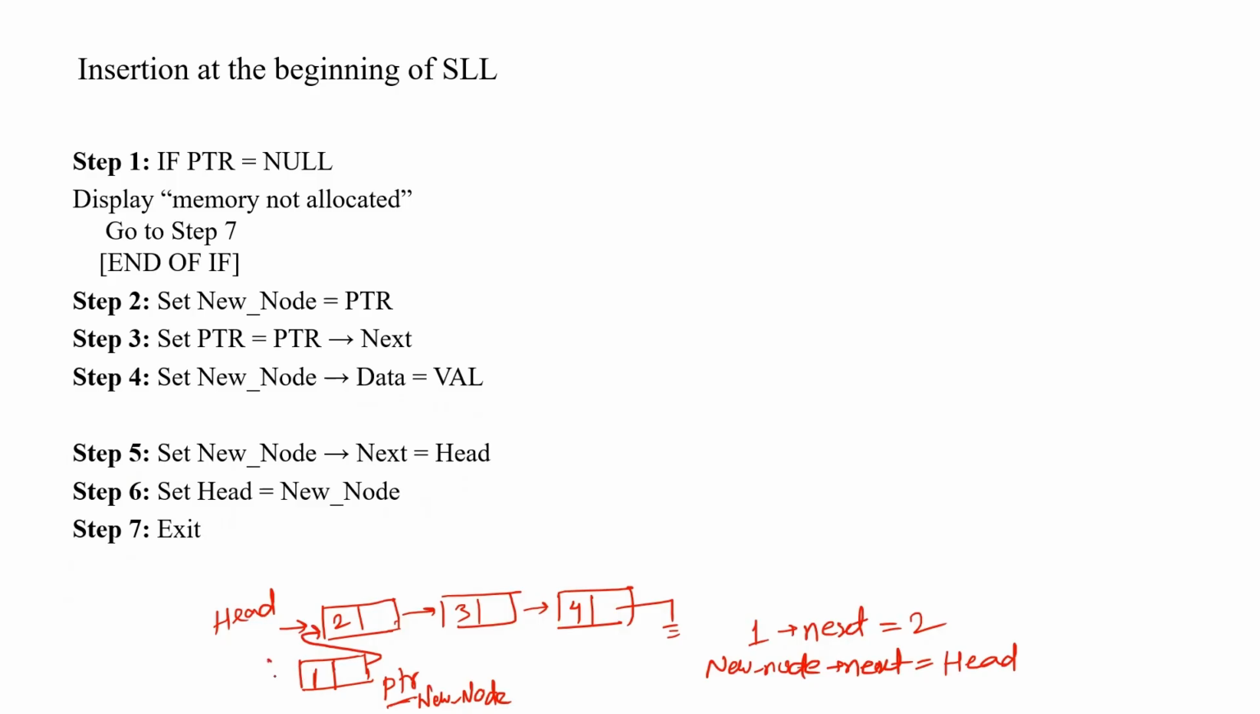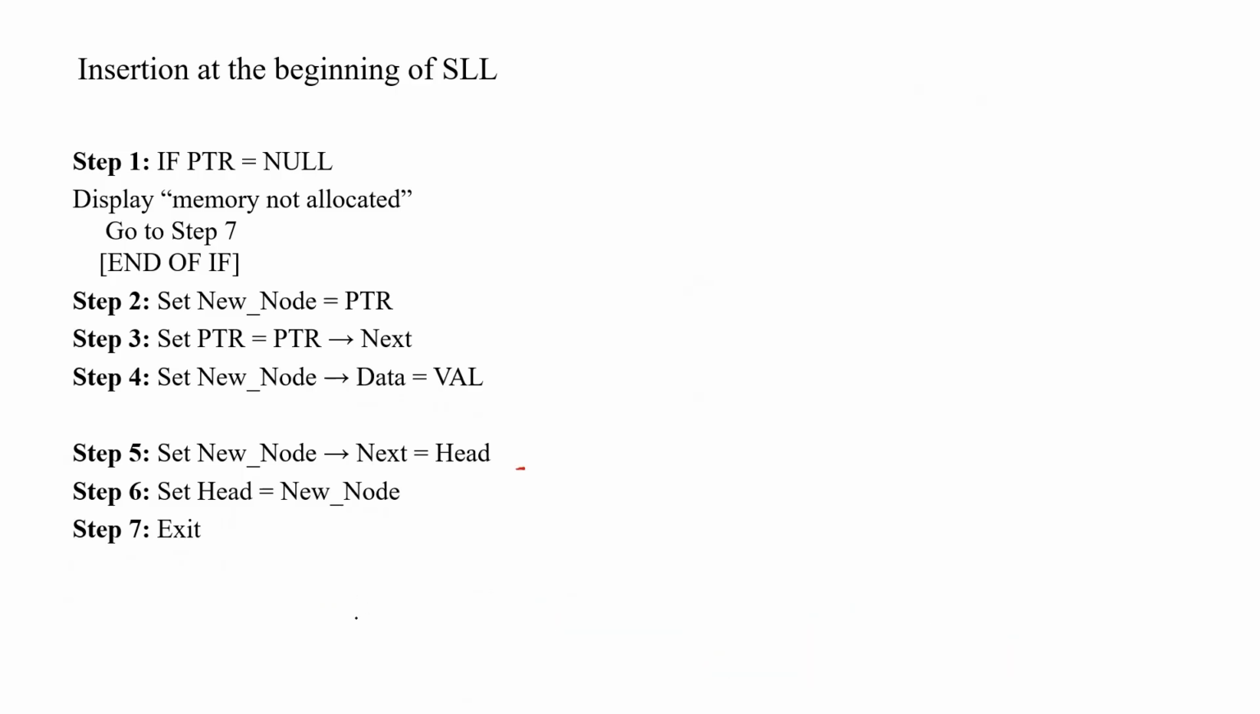Finally, we have to bring head here. Why? Because this is now our new first node. So what will I write? Head is equal to new node. Finally, step number 7 is exit. So in this way, we can insert a new node at the beginning of the singly linked list.